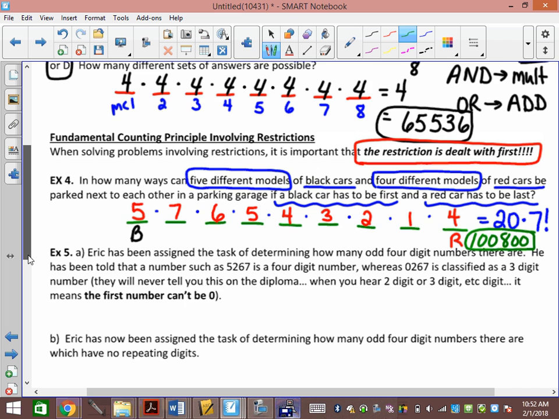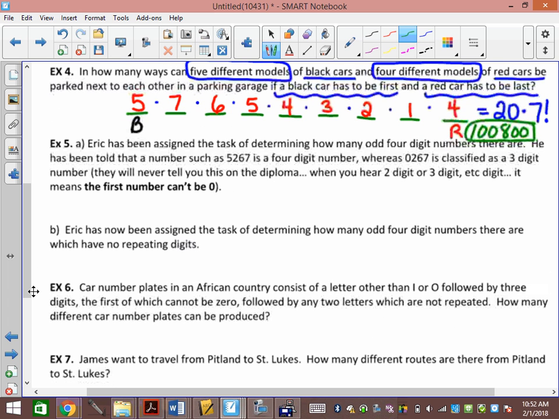So we're going to look at the next one. Eric has been assigned the task of determining how many odd 4-digit numbers there are.